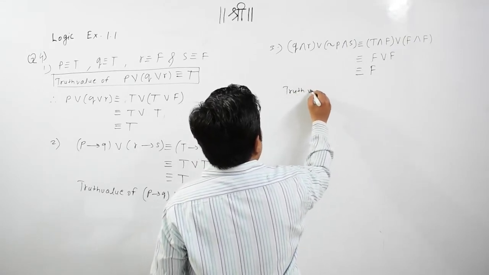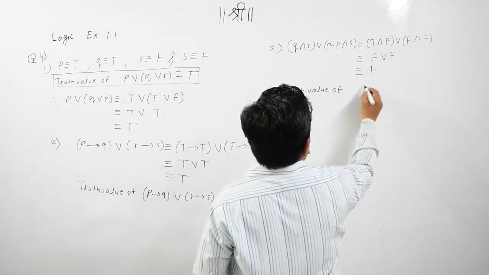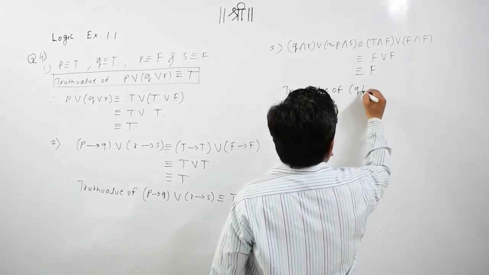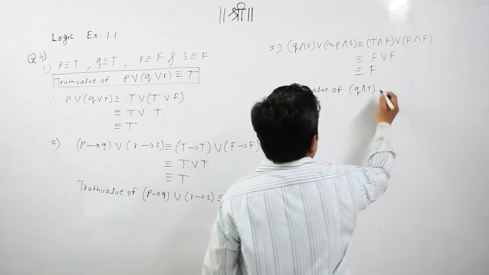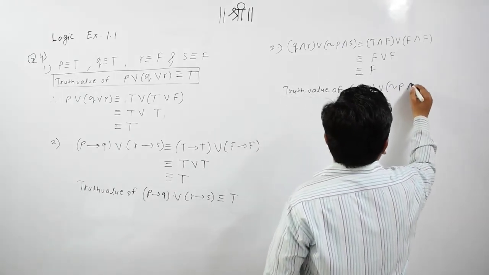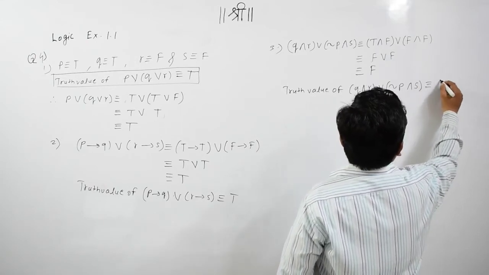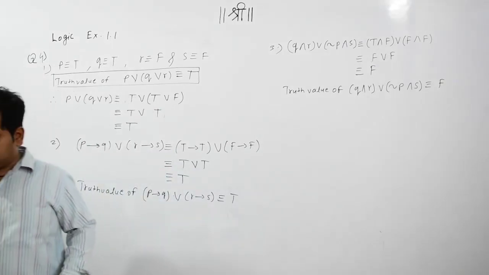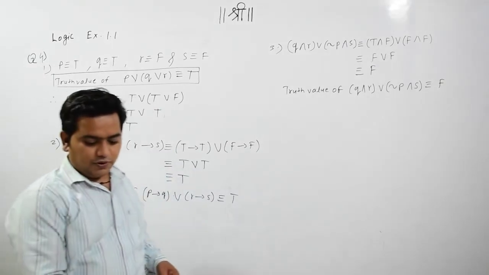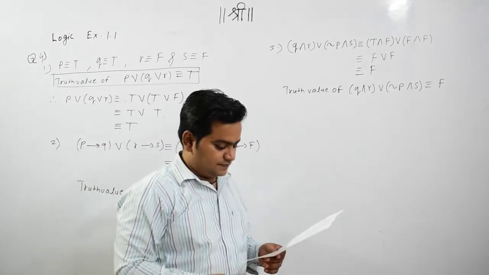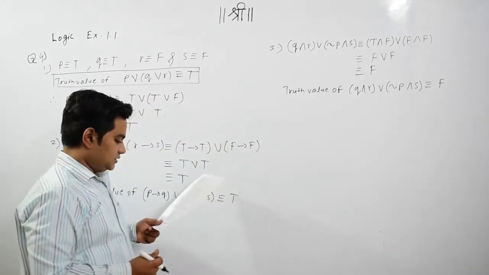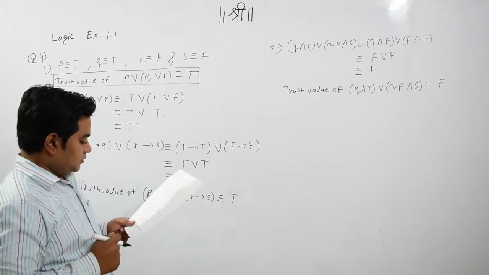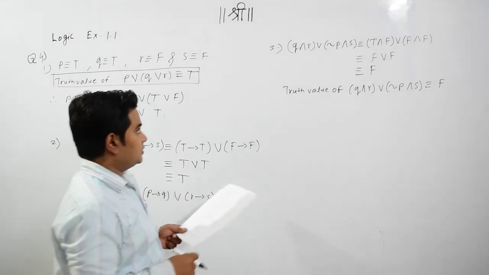So the truth value of Q and R or negation of P and S is equivalent to F. Okay, so that's what we need to find out. So step by step, if you solve it properly, you will get the answer. Now next question. The next questions are easy. Now I would like to move directly to question number 5. Okay, so question number 4 is for you.